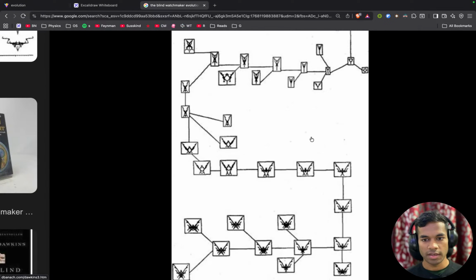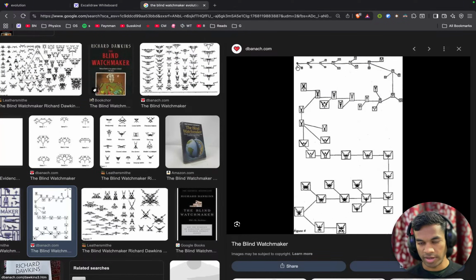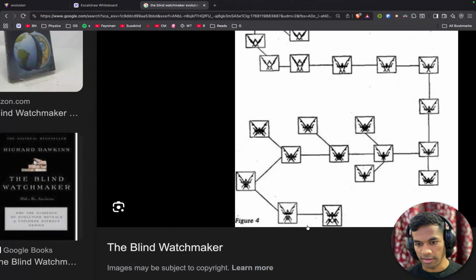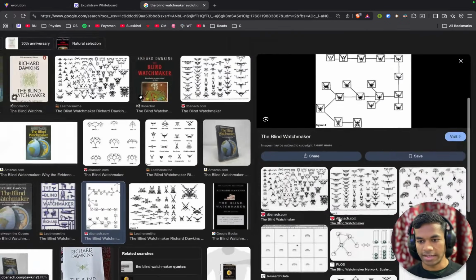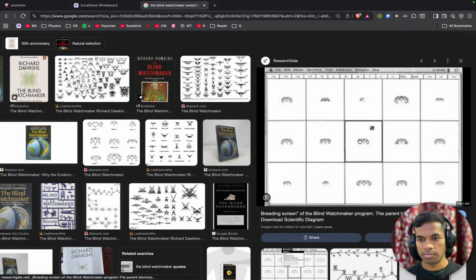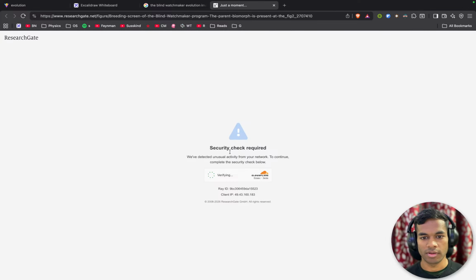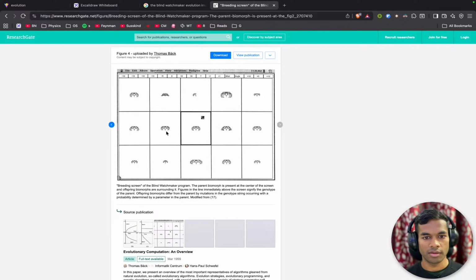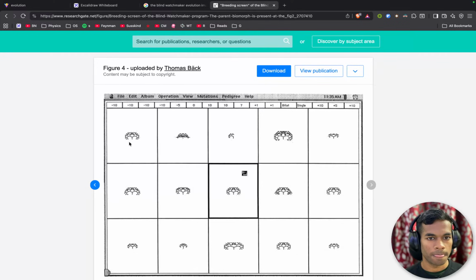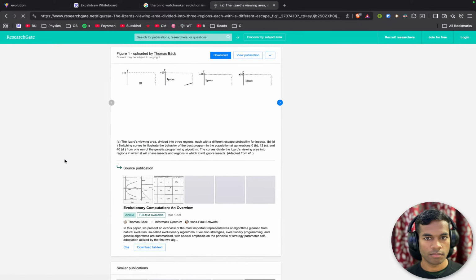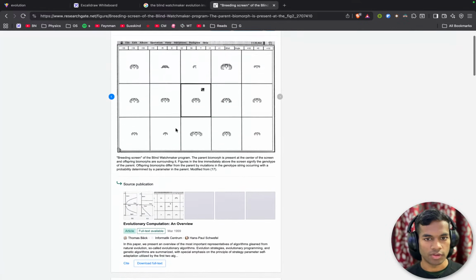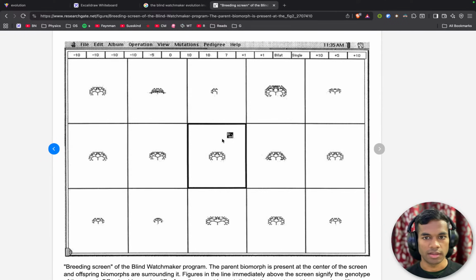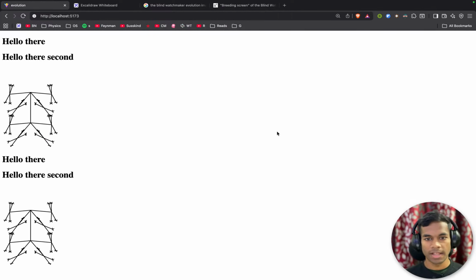Yep. So he began with some very small random shape, and he got some generation. He chose something and moved forward, forward, forward, and at the end got to some shape like this, a spider or something, an ant. Yep, it looks cool. Wait, breeding screen of the Blind Watchmaker program. I think they have the program online. No, this is just a screenshot of the thing. Yeah, so we will have something like this. We have a bunch of organisms, we choose one and make the next generation, and we just keep repeating that.